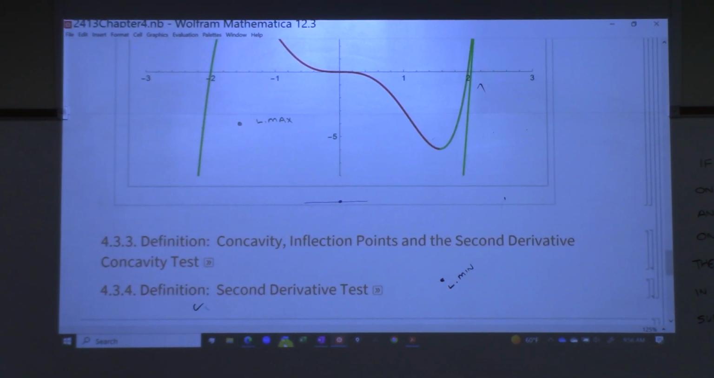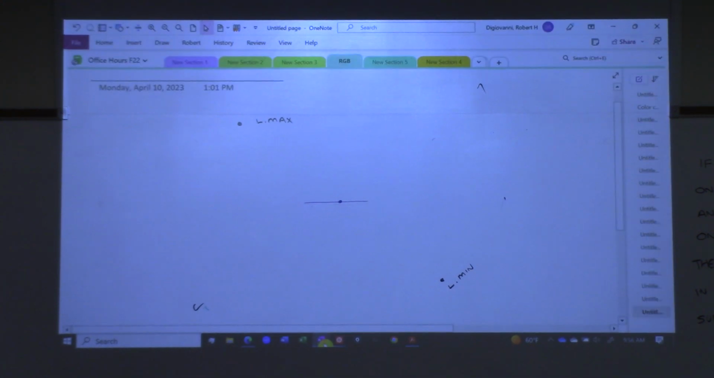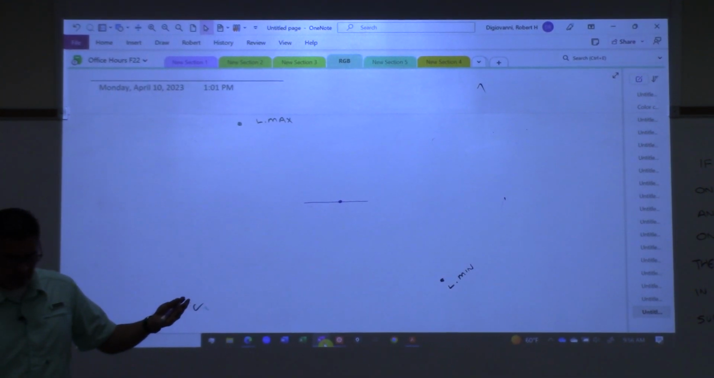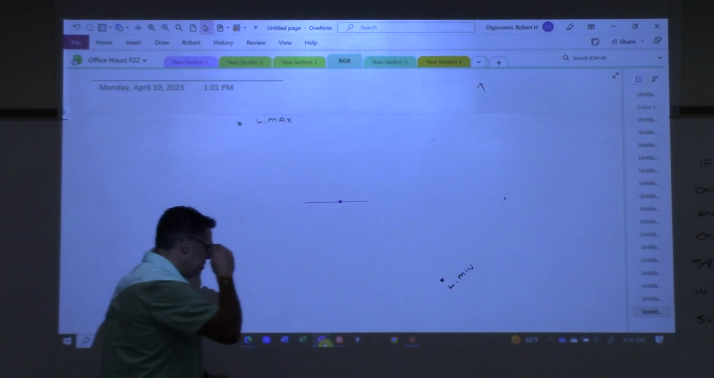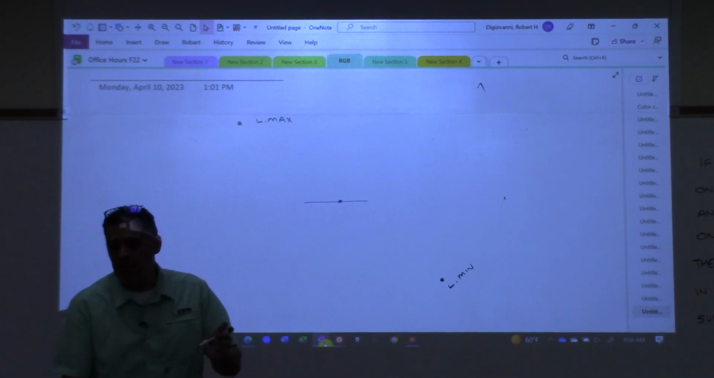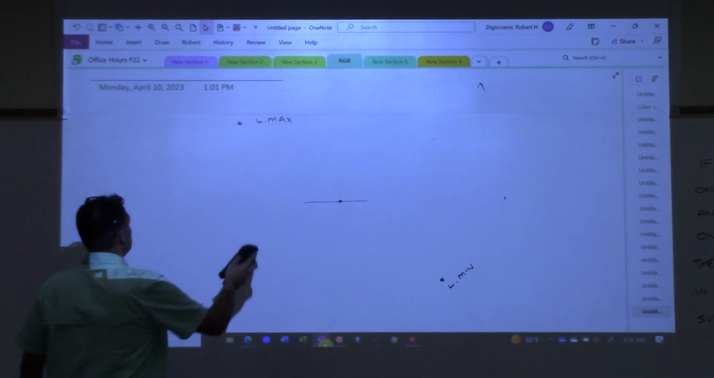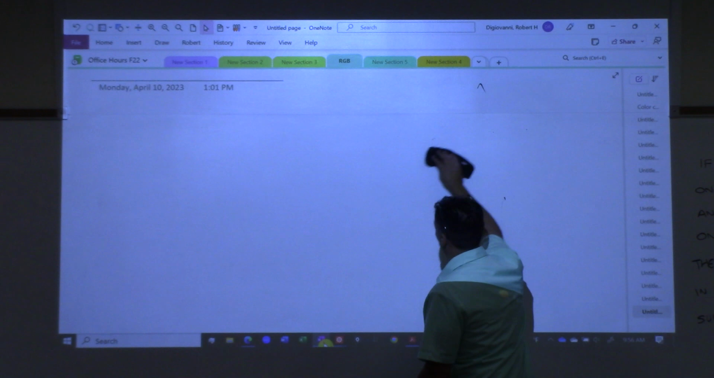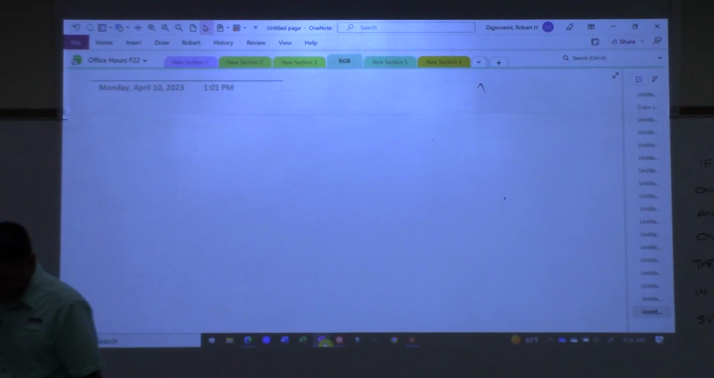So let's do an example. Does the idea make sense? I mean, there's nothing crazy about that idea. The big thing for us is how do we do it? How do we implement this idea into a problem? So let's go back and do a problem.